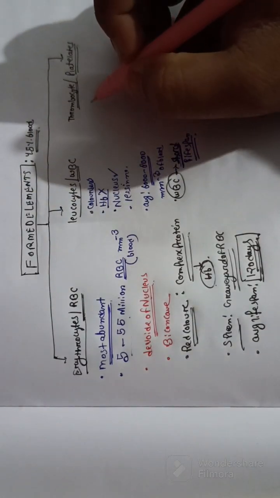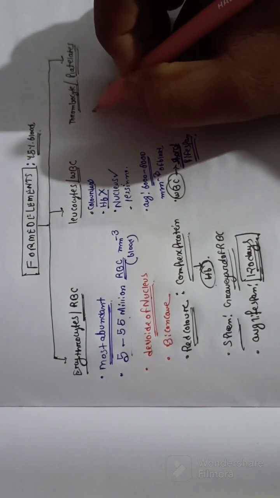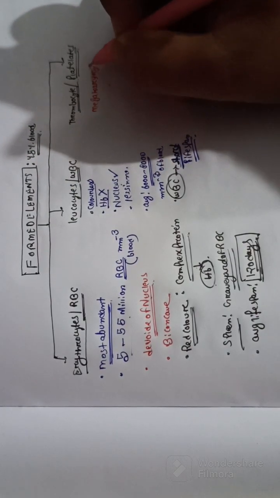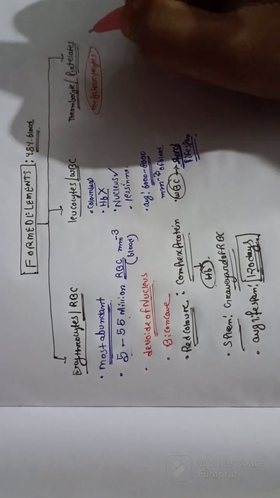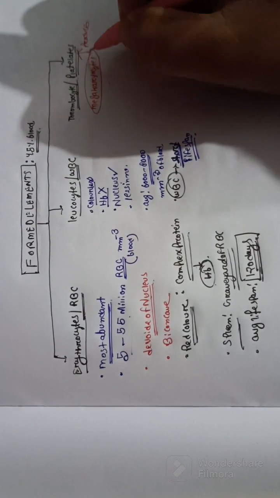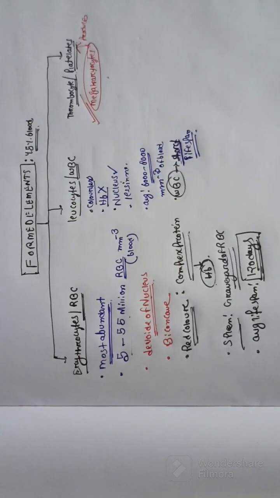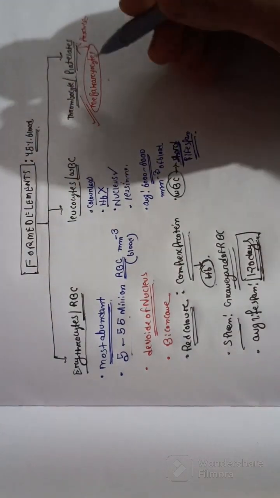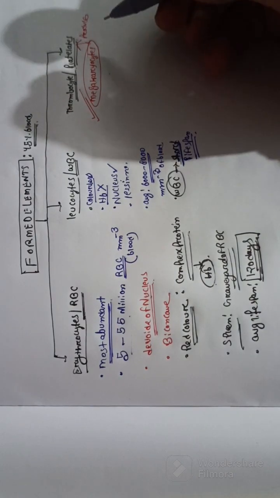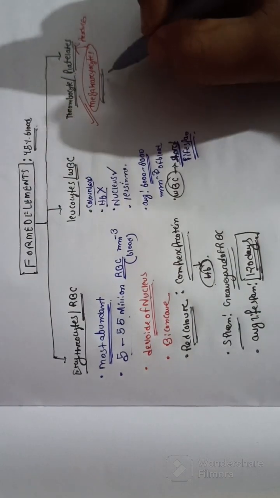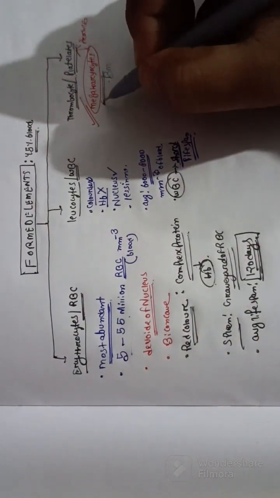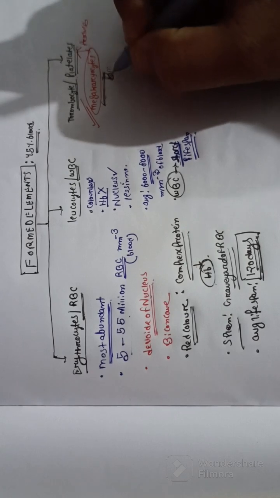Again, one of the major previous year questions coming from here is megakaryocytes. Megakaryocytes produce platelets. Very important PYQ it is. Megakaryocytes are the cells from where platelets or thrombocytes are produced. These are special cells present in bone marrow.